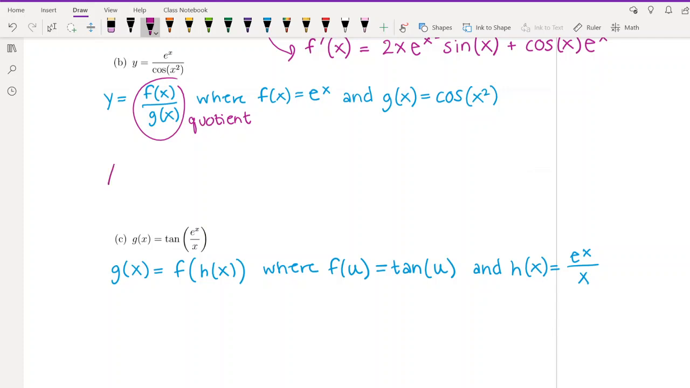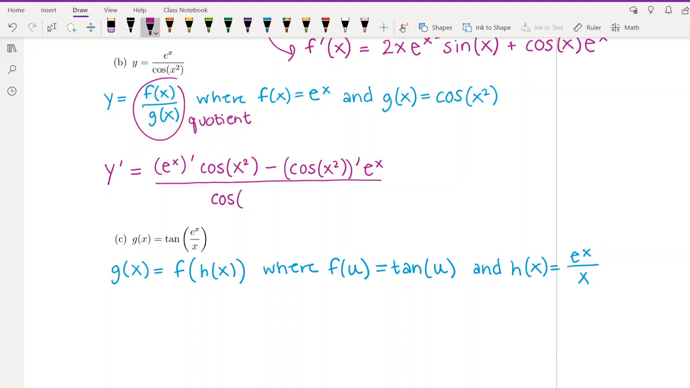So we would say y prime is equal to, and again, I'm going to use that placeholder notation. We would take the derivative of the numerator, multiply that with the denominator without taking the derivative. Then from that, we will subtract taking the derivative of the denominator and multiplying that with the numerator. And then we're going to divide that whole thing by cosine of x squared.